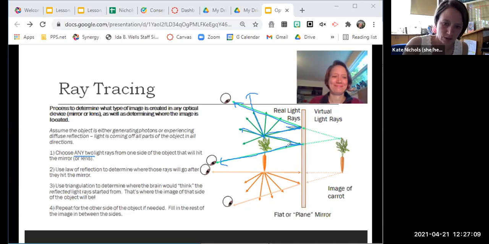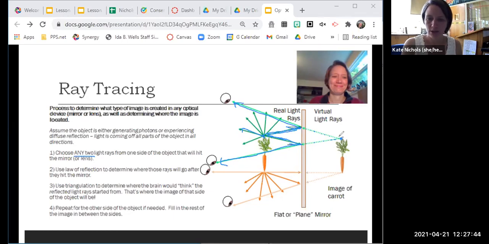Or some people try to use the intersection of the incident light rays, those ones going in. You only want to pick the rays that have hit the device and bounced off or gone through. Those are the ones you have to use for your ray tracing. So pick any 2, use the law of reflection to determine where they go after they hit the mirror. And then we use triangulation to figure out where the brain would think those light rays came from. And that's where that part of the object would look like it was, the image of the top of the carrot, okay? So if I was doing this ray tracing, I would do that.